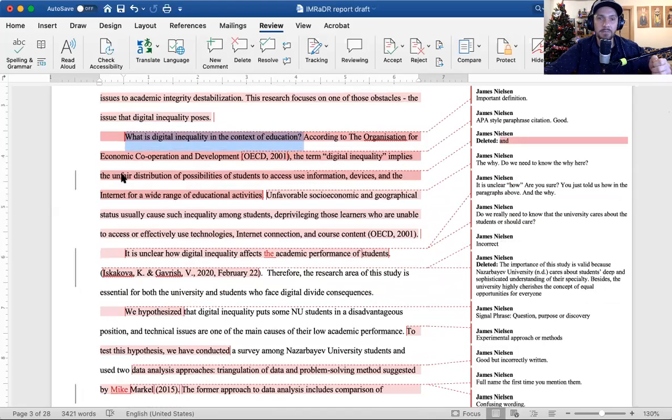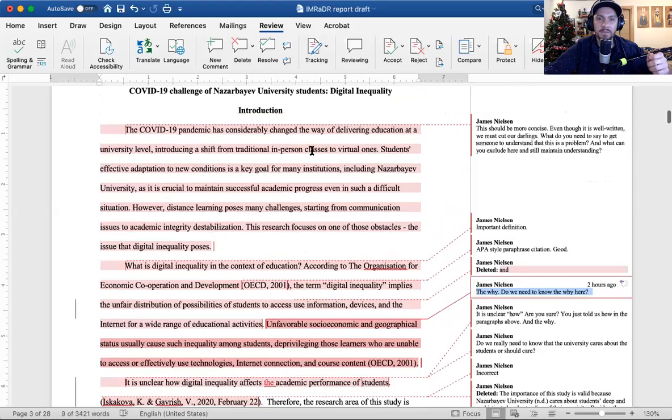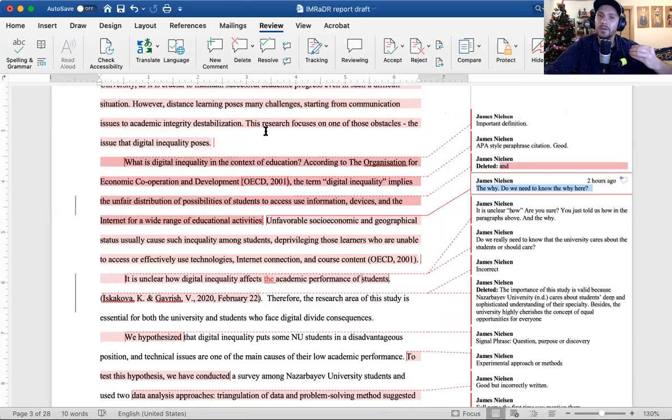So the term digital inequality implies the unfair distribution of possibilities of students to access information, devices, internet. And so we have that definition. Then they say unfavorable socioeconomic and geographical status usually causes such inequality among students, privileging those learners who are unable to access. All right, so this is the why. And so we have all this background information right here. And before we even understand fully that digital inequality is in fact a thing that exists among students, we're already being told the why and not the what, right?